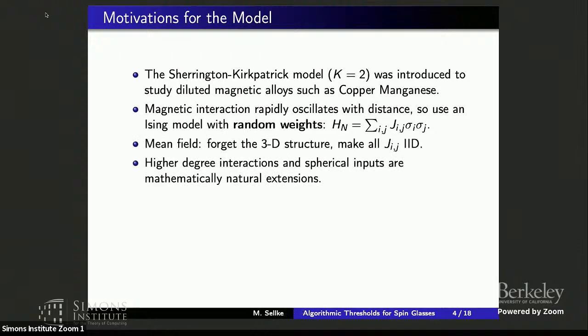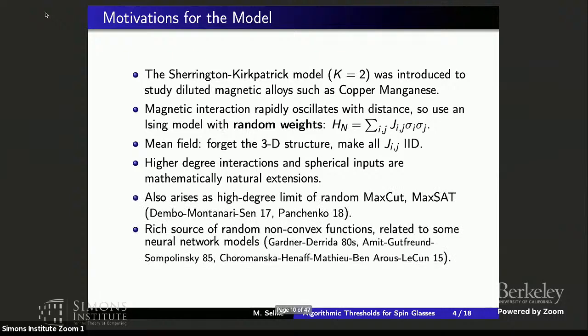Okay, and then if we want to make our lives a little bit easier, we forget that we're in a 3D space and we just take a mean field version of the problem. So we make all of the couplings IID. From this point, taking higher degree extensions and spherical inputs are mathematically natural just to give ourselves a bigger sandbox. These models also arise in various other ways. You can reach them as high degree limits of things like max cut and max set. They're also just a rich source of random non-convex functions, and they're related to some neural network models.